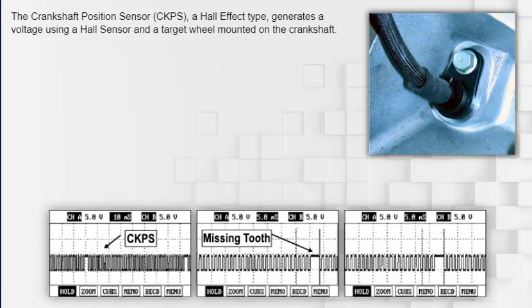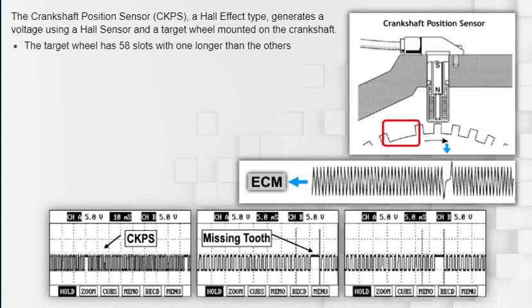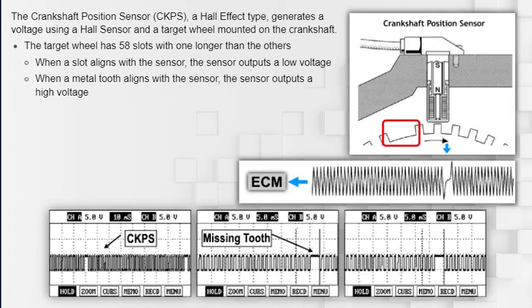The crankshaft position sensor, or CKPS, a Hall effect type, generates a voltage using a Hall sensor and a target wheel mounted on the crankshaft. There are 58 slots in the target wheel, with one slot longer than the others. When a slot in the wheel aligns with the sensor, it outputs a low voltage. When a metal tooth in the target wheel aligns with the sensor, it detects the magnetic field and outputs a high voltage. You can see this signal gap when viewing the waveform on an oscilloscope.